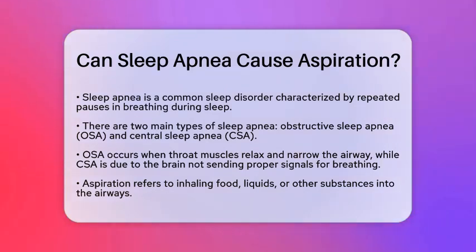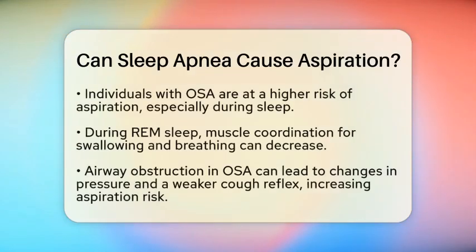Sleep apnea is a common sleep disorder that causes repeated pauses in breathing during sleep. There are two main types: obstructive sleep apnea, OSA, and central sleep apnea, CSA. OSA occurs when the muscles in the back of the throat relax and narrow the airway, while CSA happens when the brain fails to send the right signals to the muscles that control breathing.